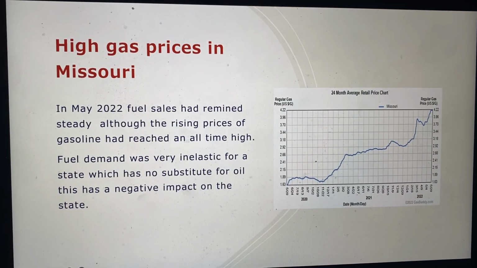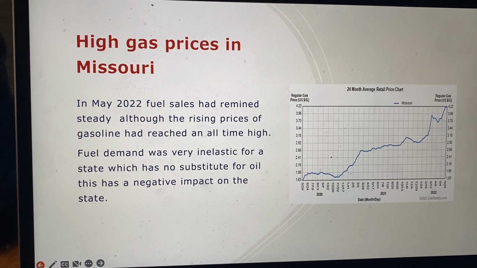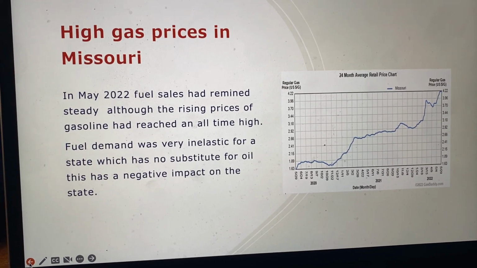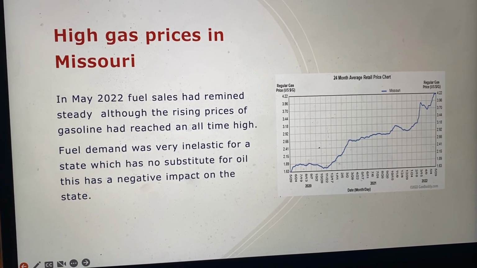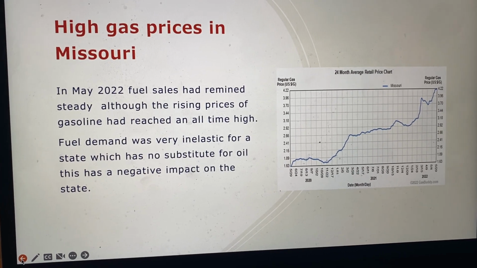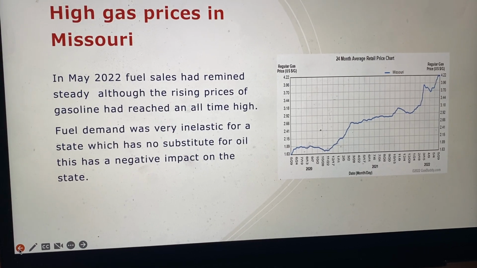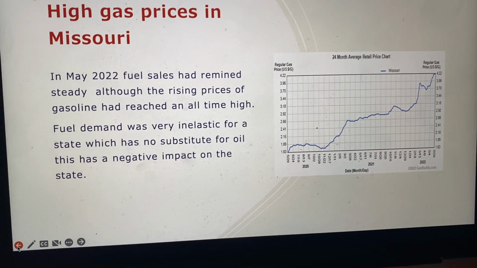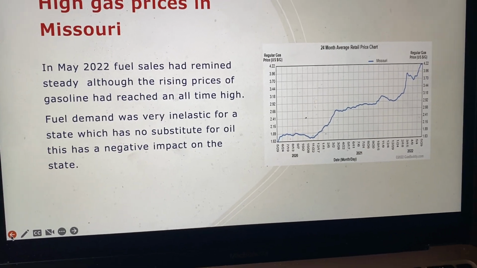Now that we have a general understanding of elasticity, let us consider an example which took place in May 2022. The price of gas in the state of Missouri had reached a very high level, but the demand for gasoline still remained inelastic. Why did this happen? This is because gas is a necessity for the majority of people, which combined with the fact that there are very few substitutes available for gasoline, made it really difficult for people to easily switch or use public transportation.